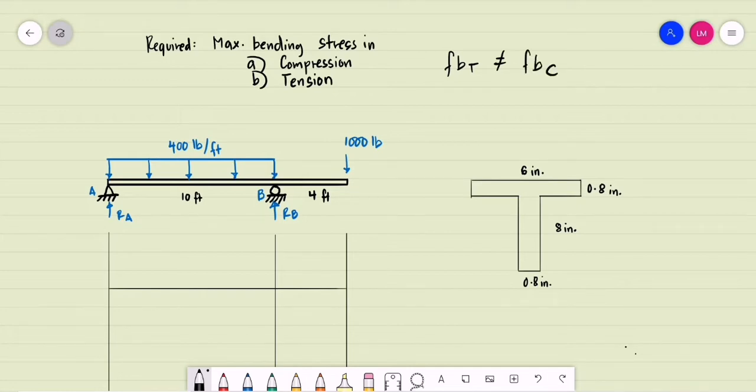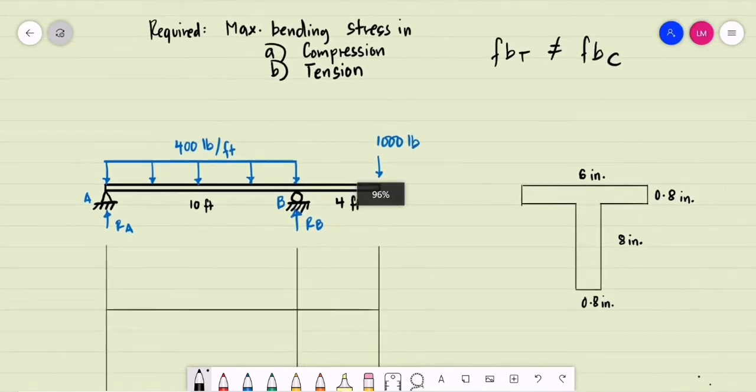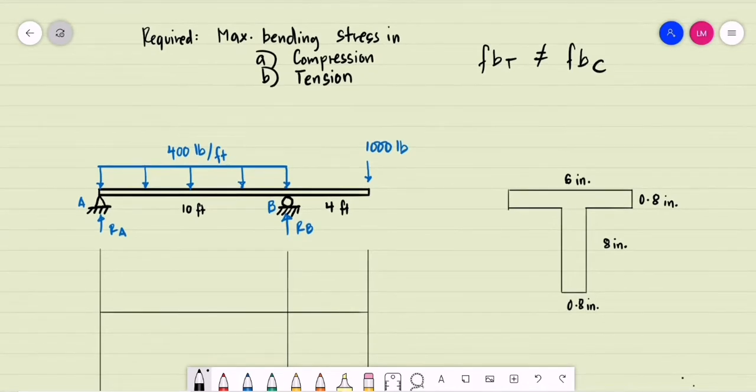Unlike regular shape beams like rectangular beams, where the bending stress in tension is equal to the bending stress in compression. So for this example, to compute the maximum bending stresses, we need to determine the maximum moments. So we assume that the reactions will be upward, R_A and R_B.